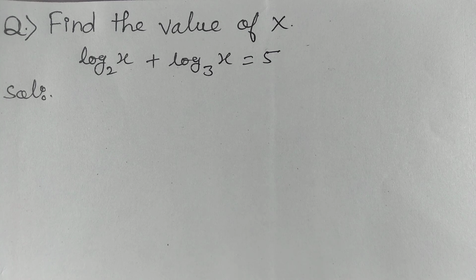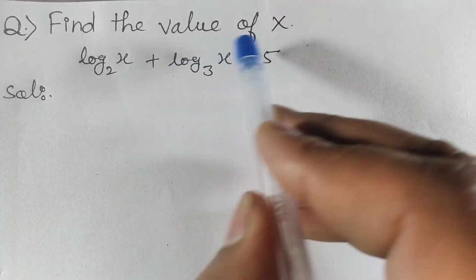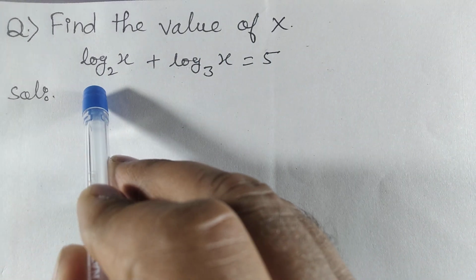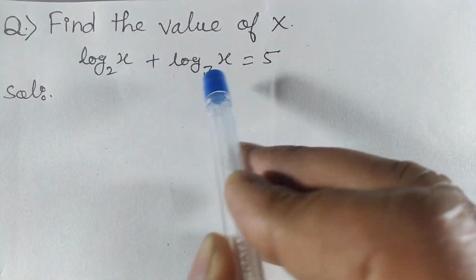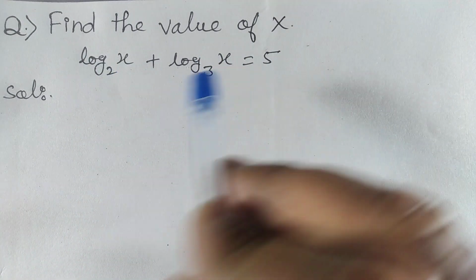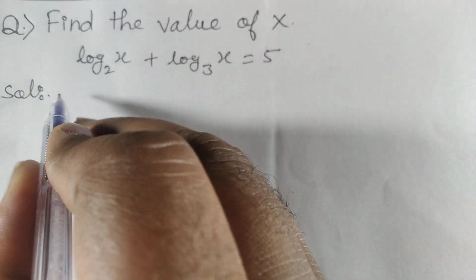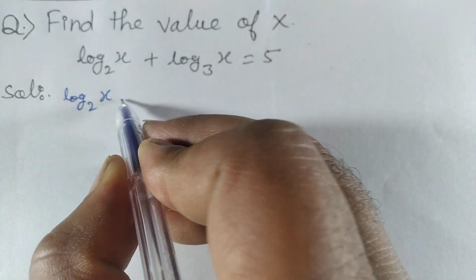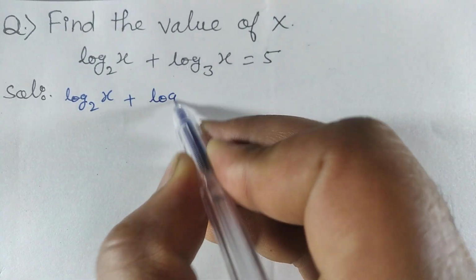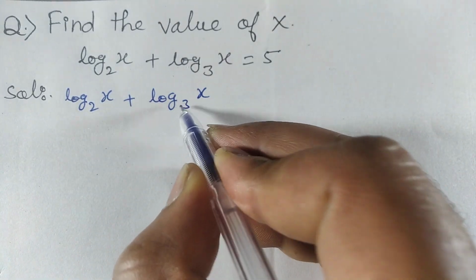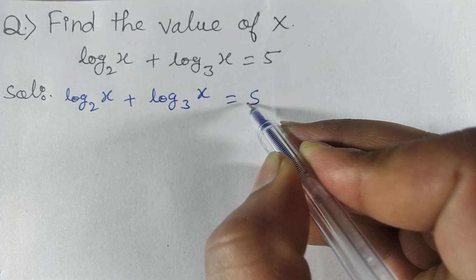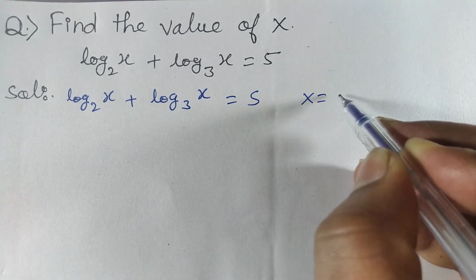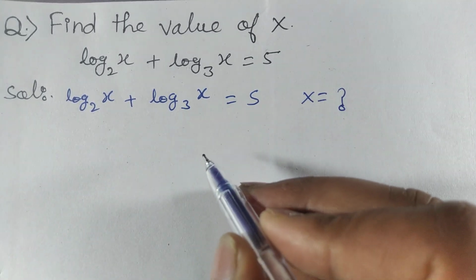Hello friends, our question is: find the value of x from the expression log x base 2 plus log x base 3 is equal to 5. Now, on solving this problem, given that log x base 2 plus log x base 3 is equal to 5, we have to find the value of x.